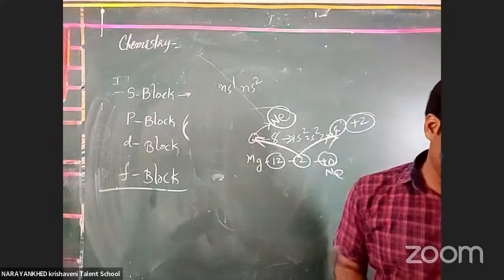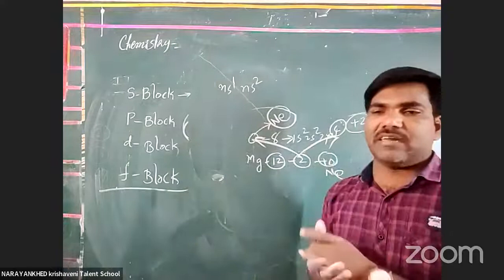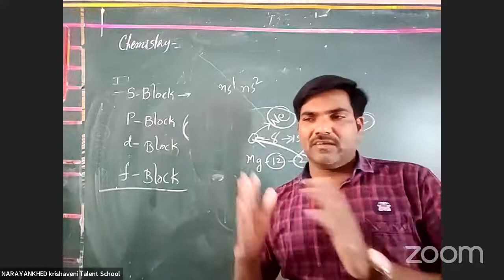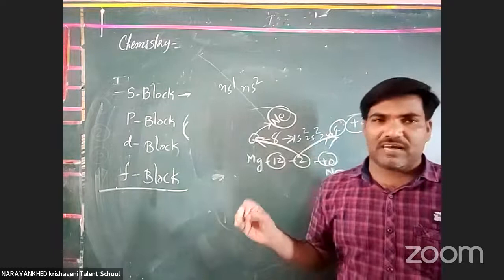And next one, they are solids at room temperature. Most of the s-block elements are solids only. Only cesium is a liquid at 35 degrees centigrade. What is the room temperature? Normally we take 23 degrees centigrade to 35 degrees centigrade as room temperature. Clear or not? At these temperatures, all our s-block elements are in which nature? Yes, solid nature only.